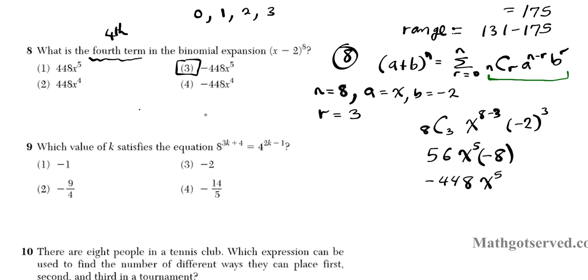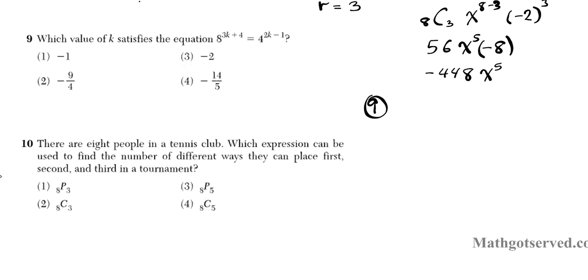All right, let's move on to number 9. Number 9 is another question on exponents. So we have 8 raised to the power of 3k plus 4 equals 4 raised to the 2k minus 1. To solve this, if I can get these bases identical, then I can cancel them out. But the bases are different, so how can I make them the same? Well, if you notice, these two are powers of the same number. This is the third power of 2, and this is the second power of 2.